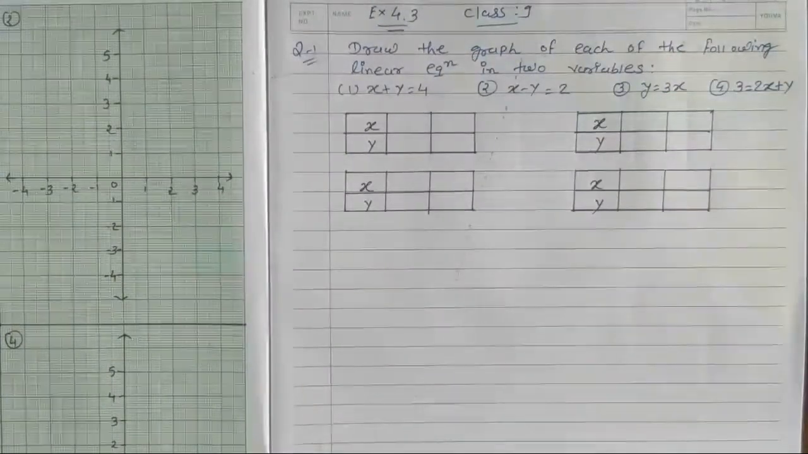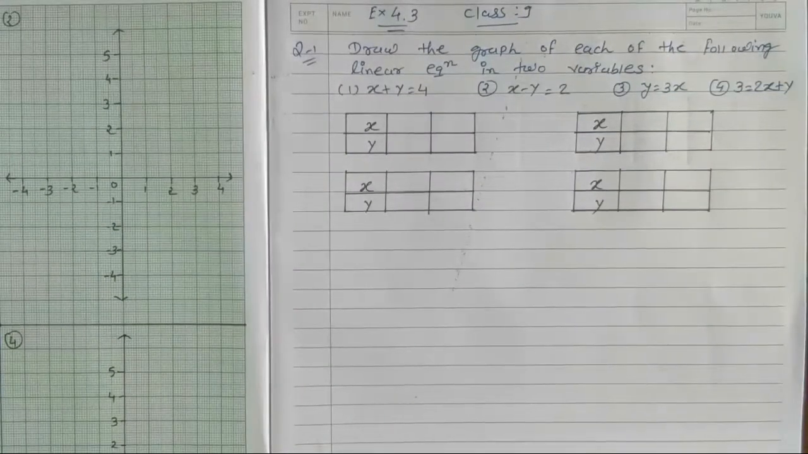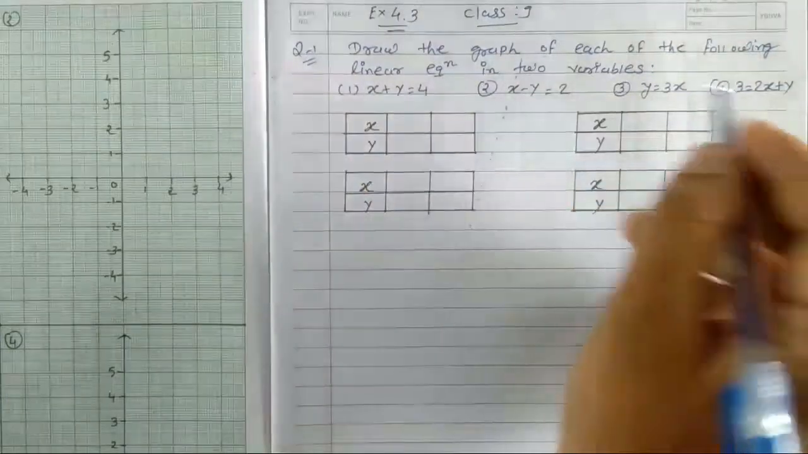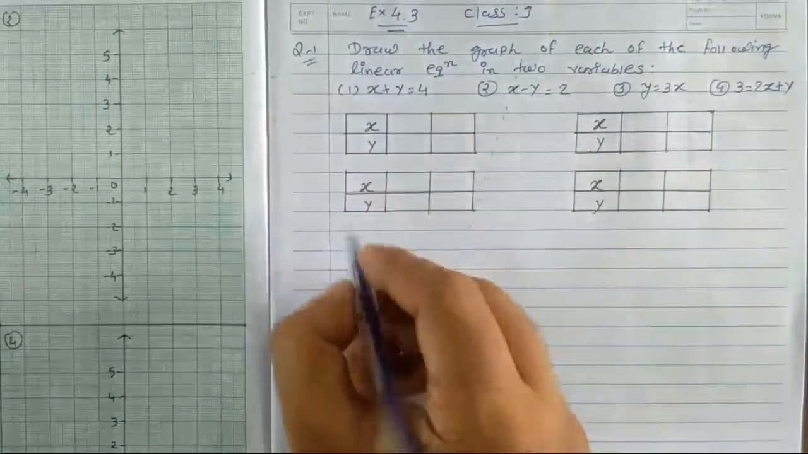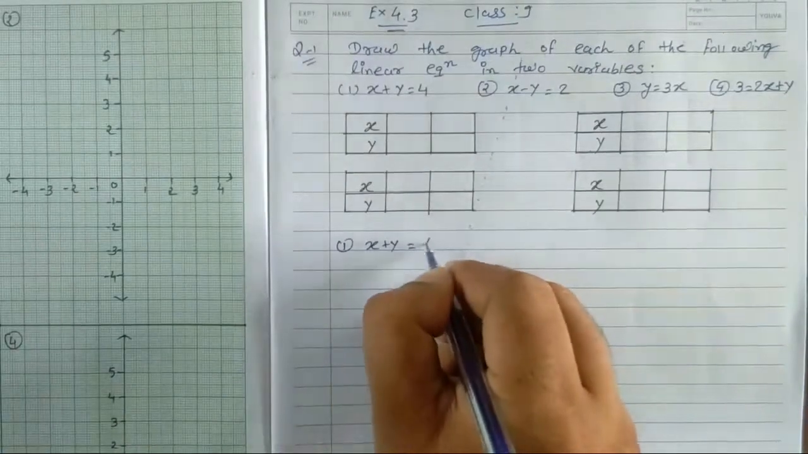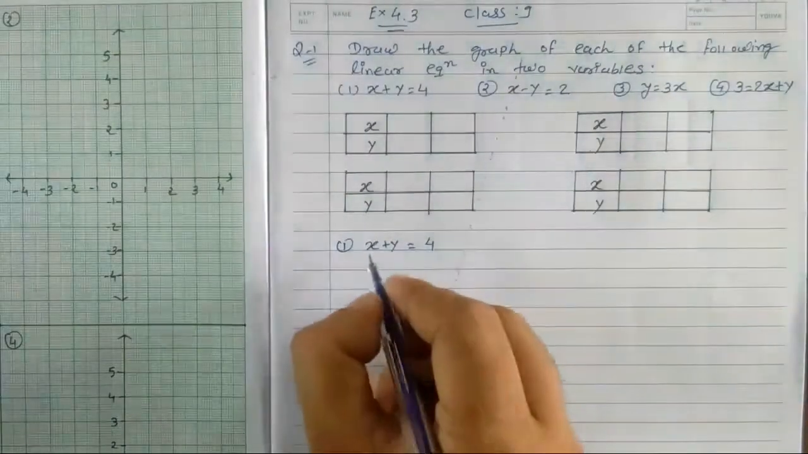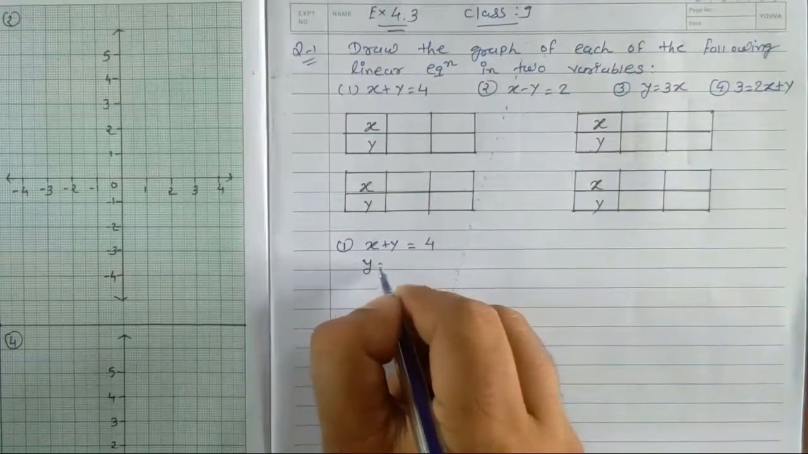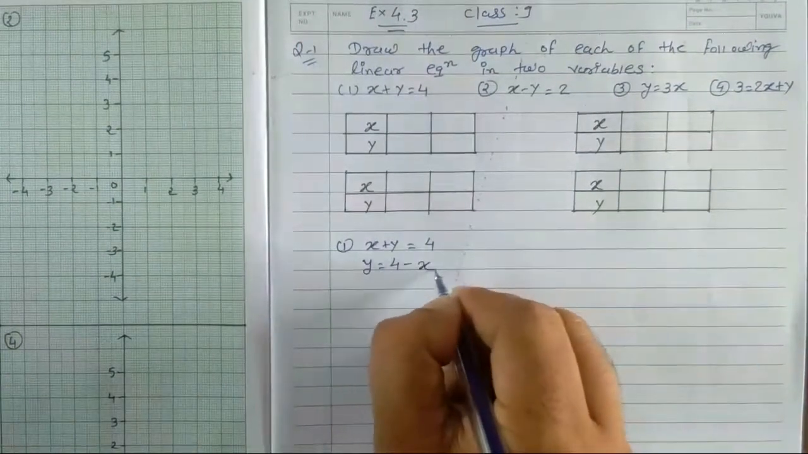So in this question, before we draw the graph, we know that we need a minimum of two coordinates to draw our graph. This is the minimum requirement of two coordinates for every graph. So let us solve all these equations one by one. Our first equation is x plus y equal to 4. So we can write y equal to 4 minus x.